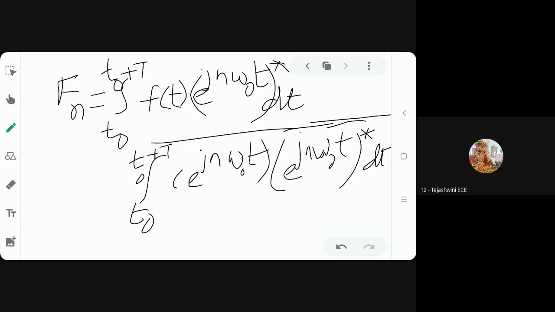Okay, so we are performing the approximation of the left hand side with the right hand side in a limited interval t0 to t0 plus capital T. This signal e power jn omega naught t is an example of a complex function. A complex function is one which has both a real part and an imaginary part. e power j theta can be written as cos theta plus j sin theta. That means it is a complex function.